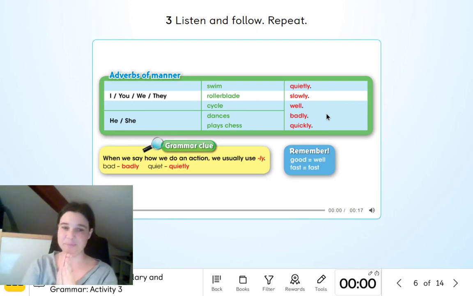Okay, so remember that we talked about the plural and the singular in the first part of the review? Well, this time it's a little bit easier. When we have I, you, we, and they, the second part of the table, the second column on the table, is the actions. The actions stay the same, okay? We have swim, rollerblade, and cycle, okay?